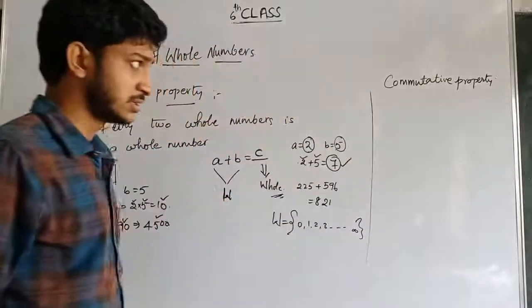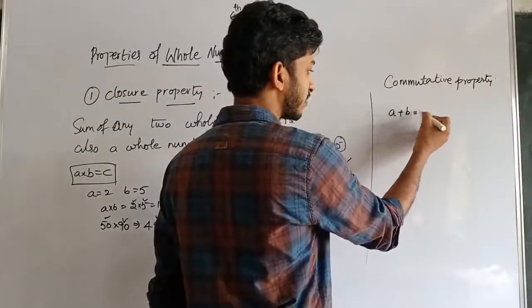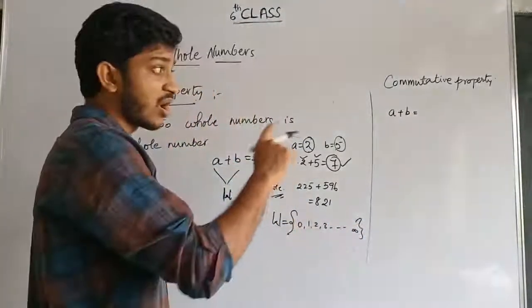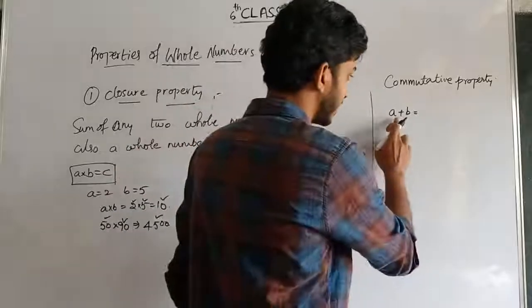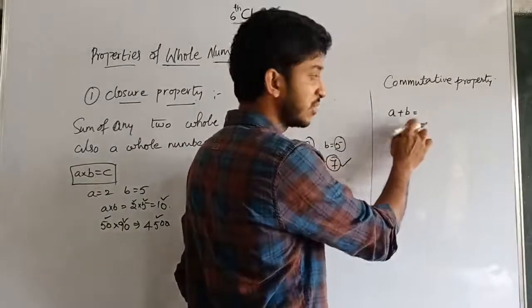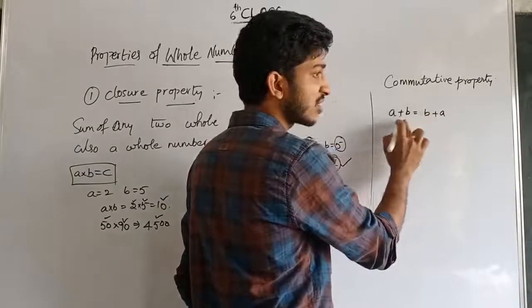Commutative property means the change in the order of the numbers doesn't change the result. Here I am adding a plus b. This should be equal to b plus a. Here I am changing the order of addition.